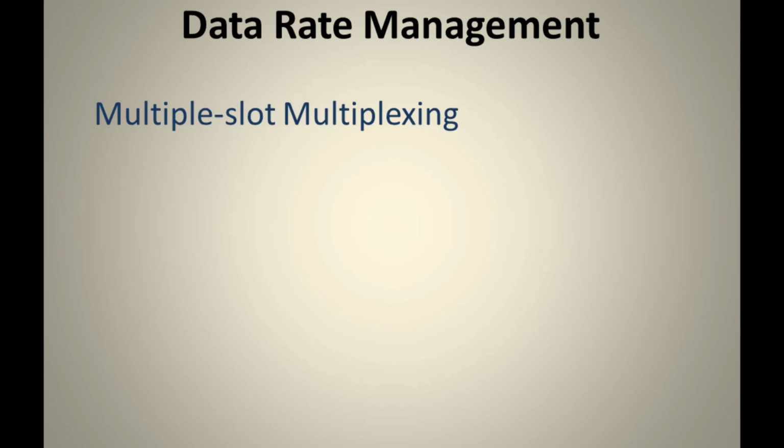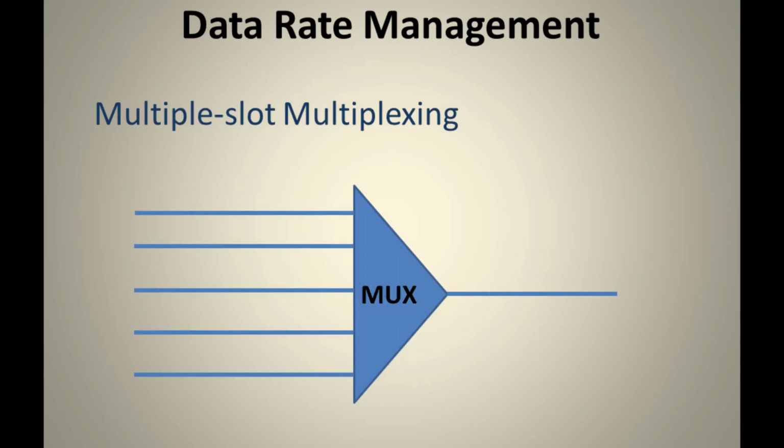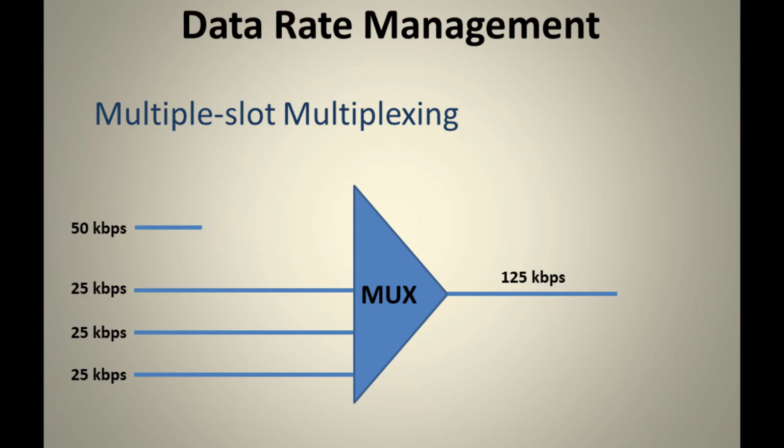Then we have multiple slot multiplexing. In multiple slot multiplexing, again this is a simple multiplexing where we have the link speed as 125 kbps, and the inputs are 5 channels each having 25 kbps speed. Now it may happen that we have a channel having a speed of 50 kbps. We cannot combine it directly, so we need to split this 50 kbps into two 25 kbps. So we use a demultiplexer actually. This is how multiple slot multiplexing works.